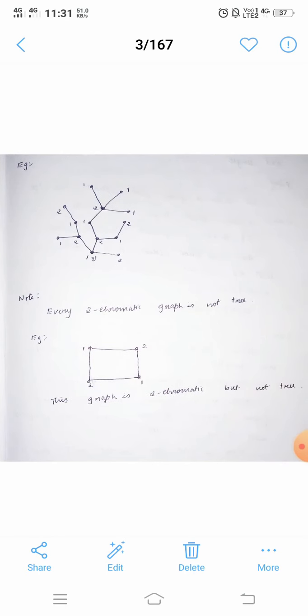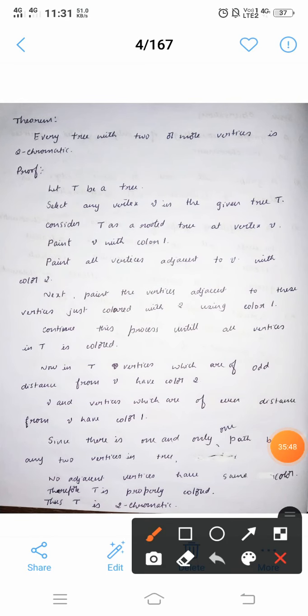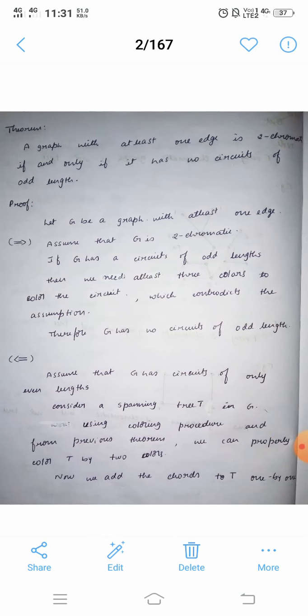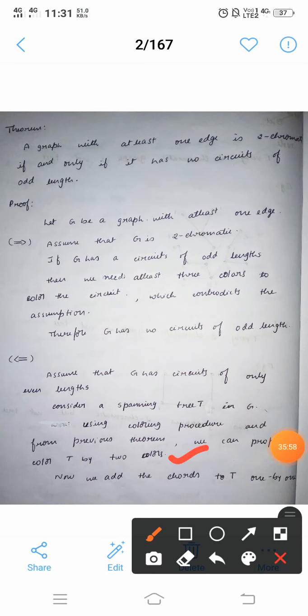We have proved that every tree is two chromatic. That means only two colors are enough to color the tree. Since a spanning tree is also a tree, two colors are enough to properly color the spanning tree T.